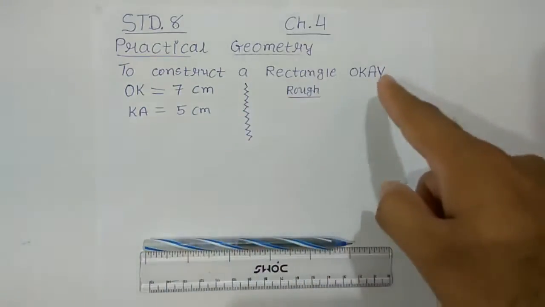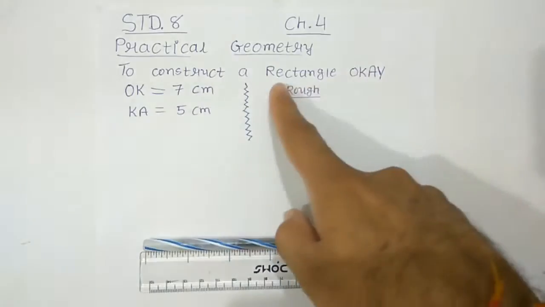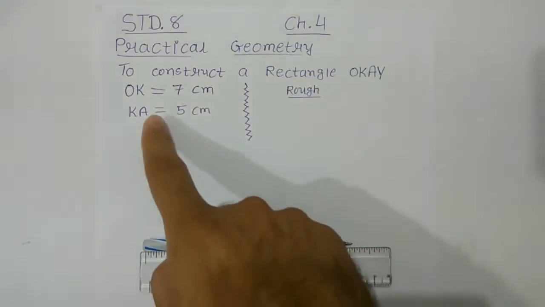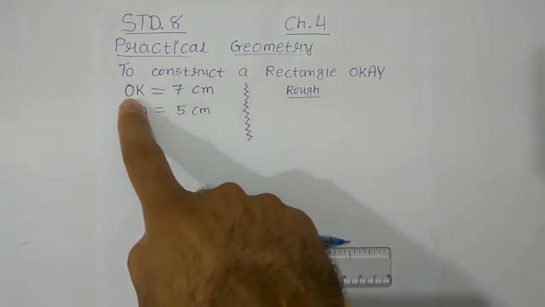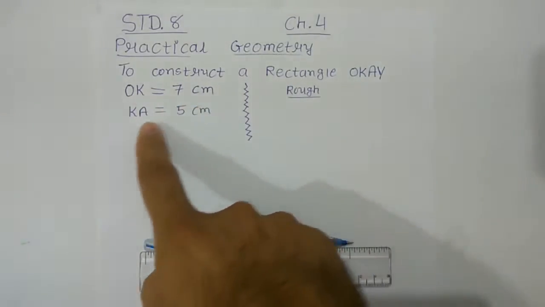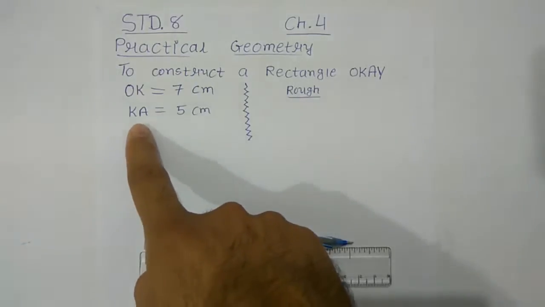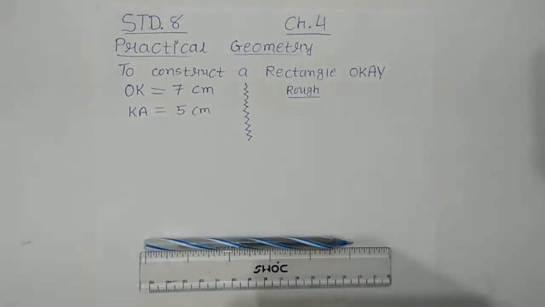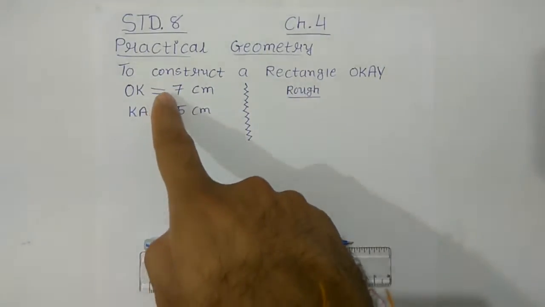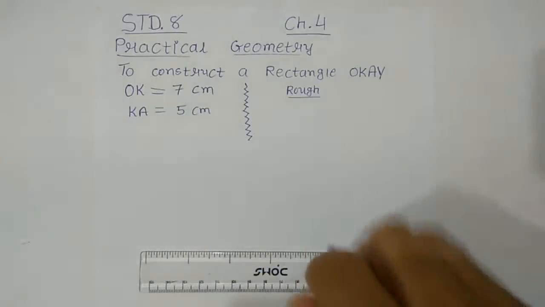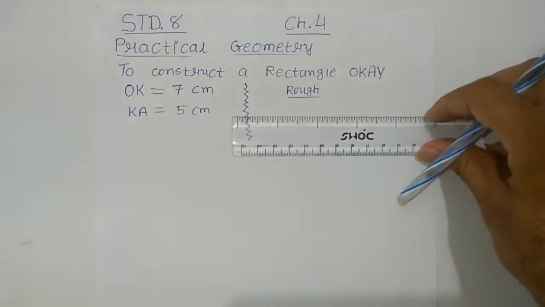So let us see what we have given. To construct the rectangle OKAY, we have given only two dimensions. One is the side OK, that is of 7 centimeter. Second side is KA, and that is of 5 centimeter. Now think about it, how we can construct a rectangle just by the two dimensions. Okay, so let us first of all construct a rough diagram, right?